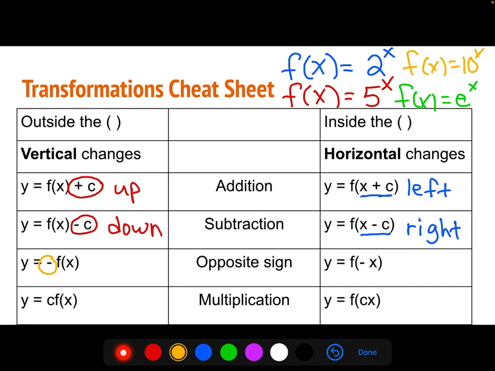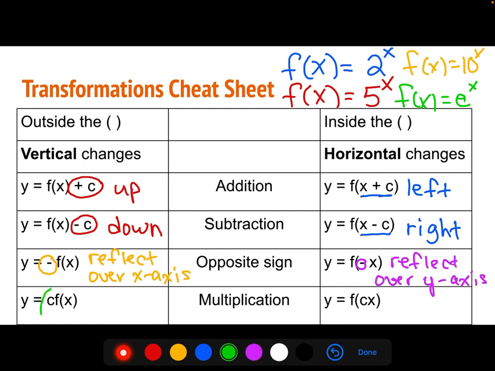And then, if your minus is in front of the exponent, like negative 2 to the x or negative 5 to the x, that's going to be a reflect over the x-axis. Means it makes it go upside down. And if there is a minus inside the exponent with the x, so up there with the x in the exponent, that's a reflect over the y-axis. That means it turns it backwards.